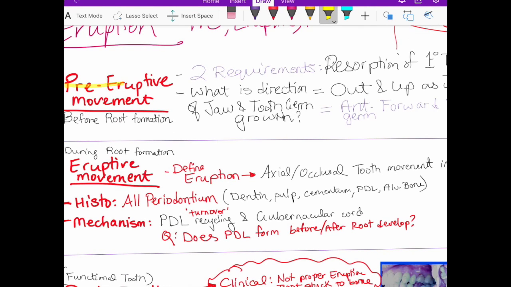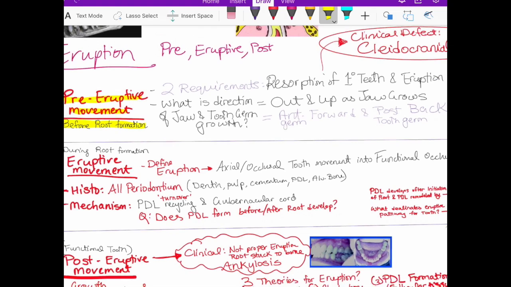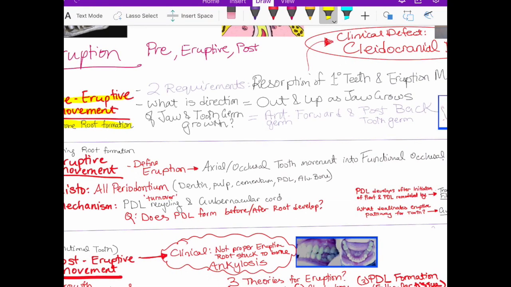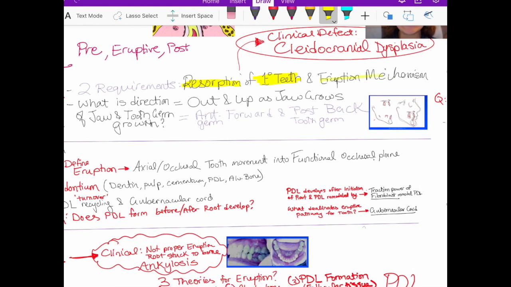So here's your pre-eruptive movement. This is everything that happens before the root formation. So what are the requirements for pre-eruptive? It has two requirements. First, you have resorption of the primary baby teeth or deciduous teeth. So resorb those, and also have an eruption mechanism involved for root eruption.